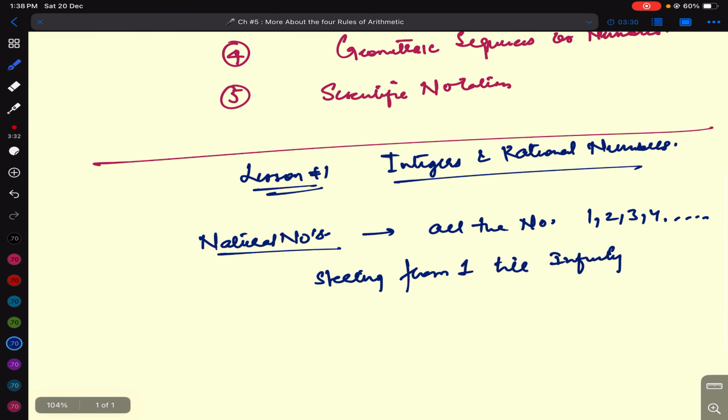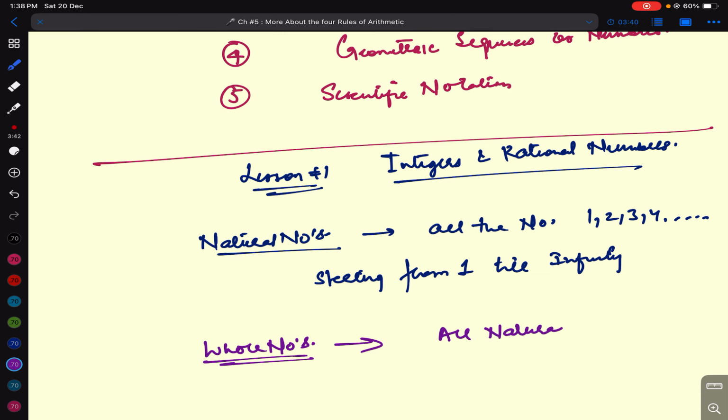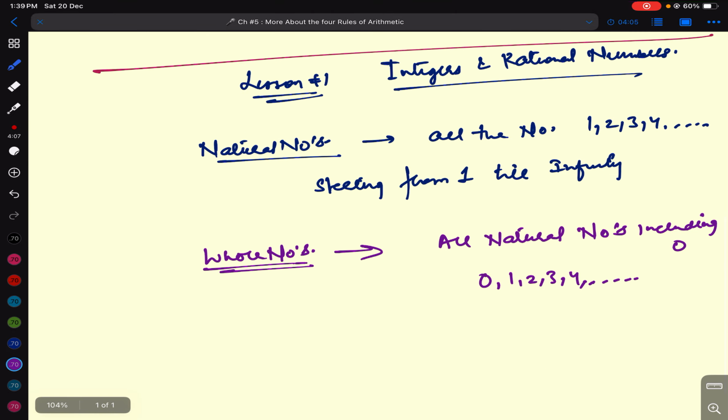Right? Now on the other hand, when we talk about the whole numbers, they are all natural numbers, but including 0. So it is basically all the natural numbers including 0. Natural numbers didn't have the 0, so now whole numbers have the 0 along with all the natural numbers that we discussed, starting from 1 till infinity. So this is going to be 0, 1, 2, 3, 4 and going on till infinity.